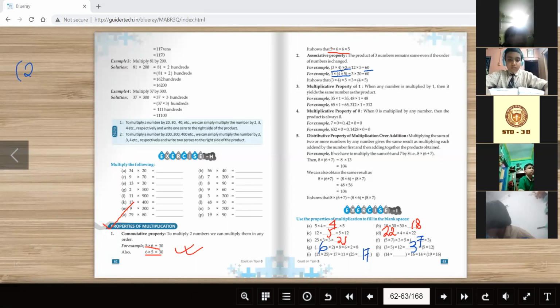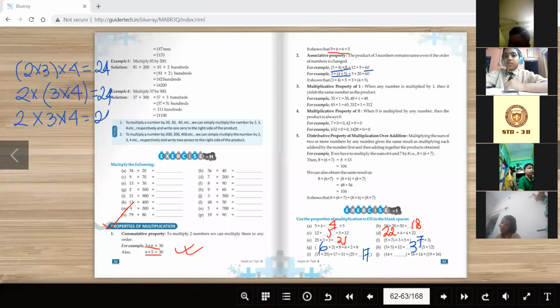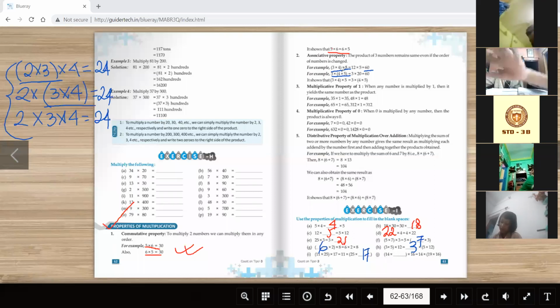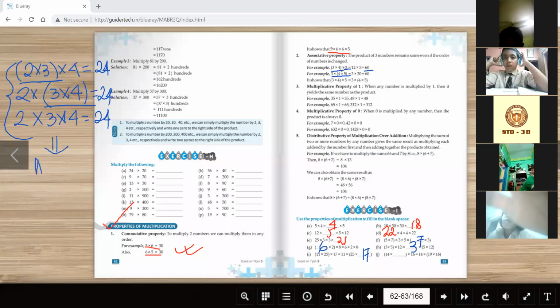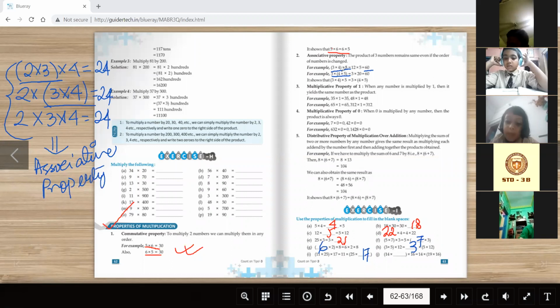Suppose we can write 2 into 3 into 4. The answer is coming as 24. Also the second time we can write 2 into 3 into 4. Also the answer will come 24. Or else we can write 2 into 3 into 4. That is also coming 24. So we will not be bothered about the bracket or anything. If the answer is coming the same, we can say that this is associative property. So for now, today we have learned two properties. First is commutative property and second is associative property.